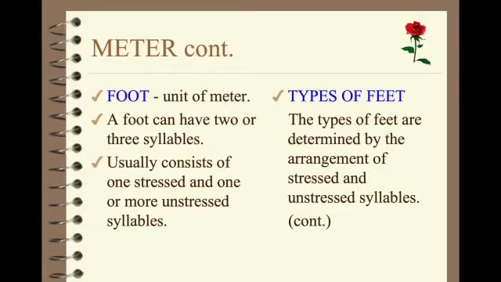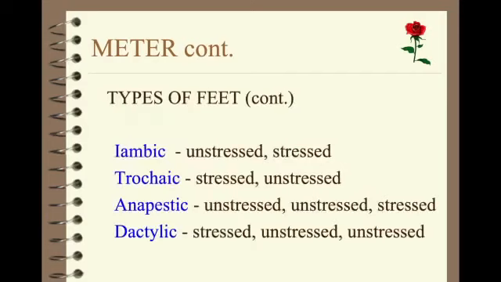There are specific types of meter that have been named. After all, when we look at one unit of meter, a stressed and unstressed, that is going to be considered a foot. Now, a foot can have 2 or even 3 syllables. It usually, however, consists of 1 stressed, and then you might have 1 or more unstressed syllables. Now, the types of feet are determined by the arrangement of stressed and unstressed syllables. And so we might name our different types of feet.